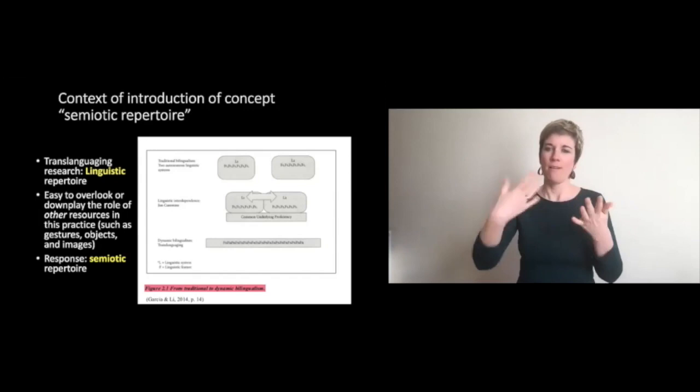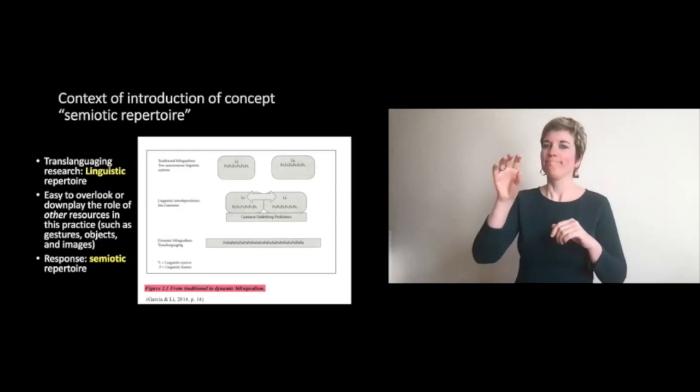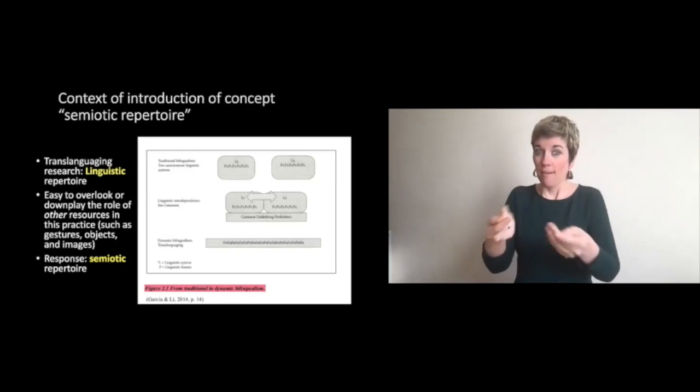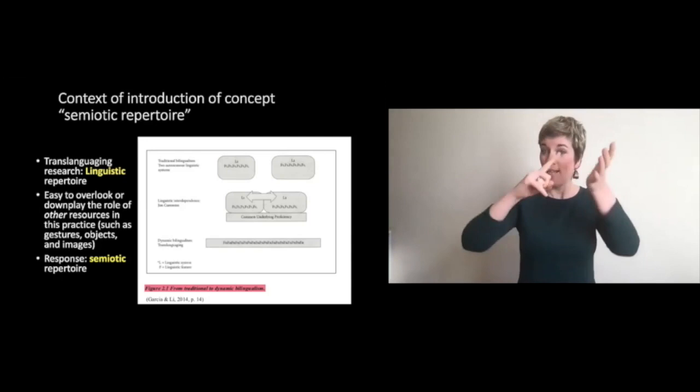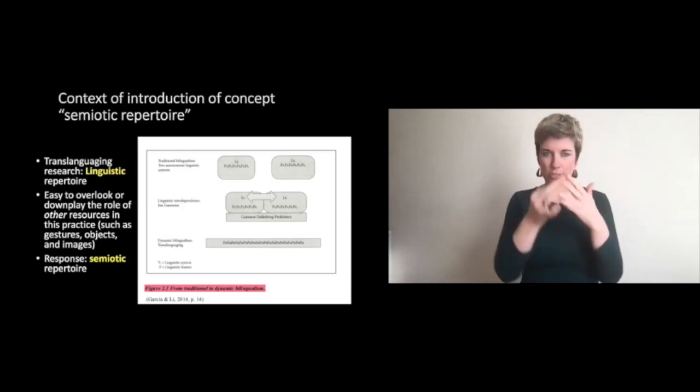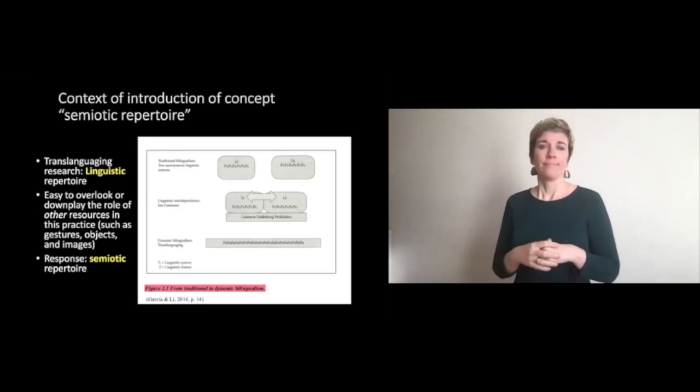You can see the different boxes representing different languages as being separate on the top line, more dynamically interchangeable on the second line, and finally on the third line is a representation of translanguaging, where the L representing languages and the F representing features can be combined together. And that is how translanguaging views languages.